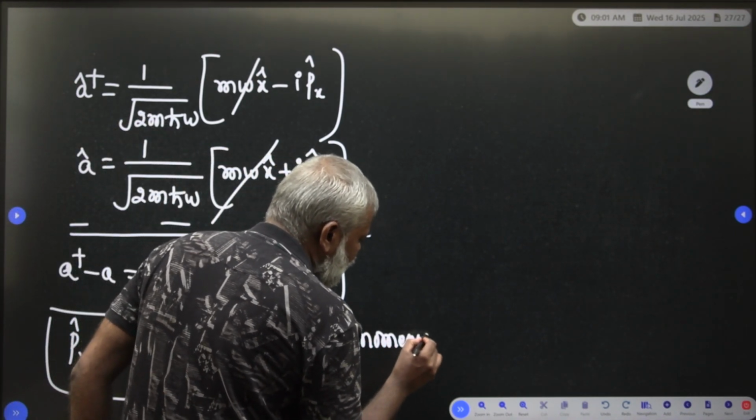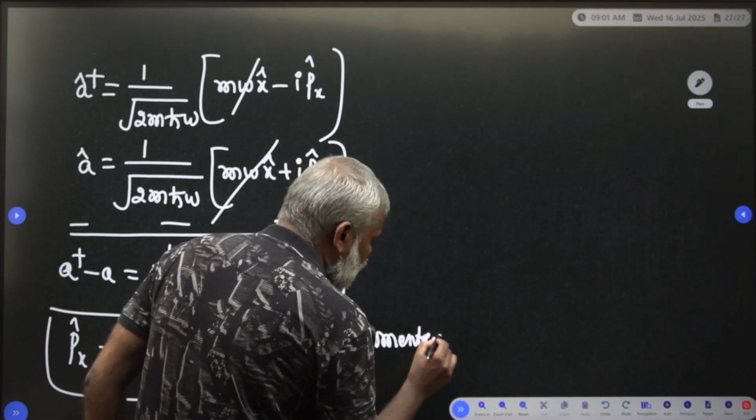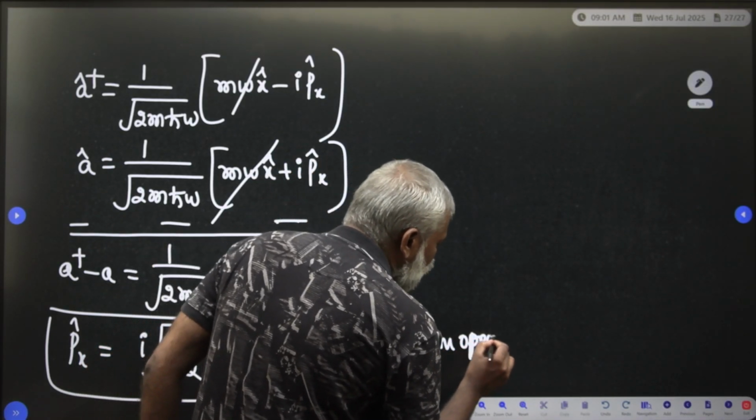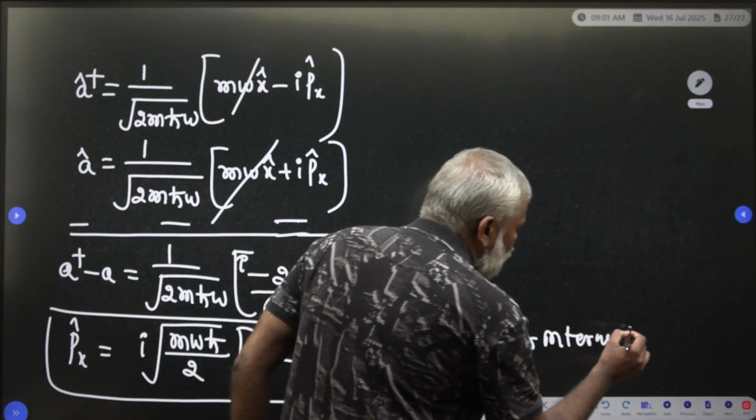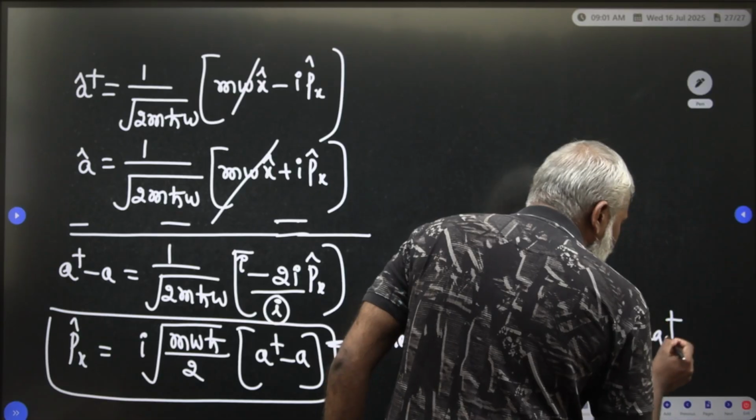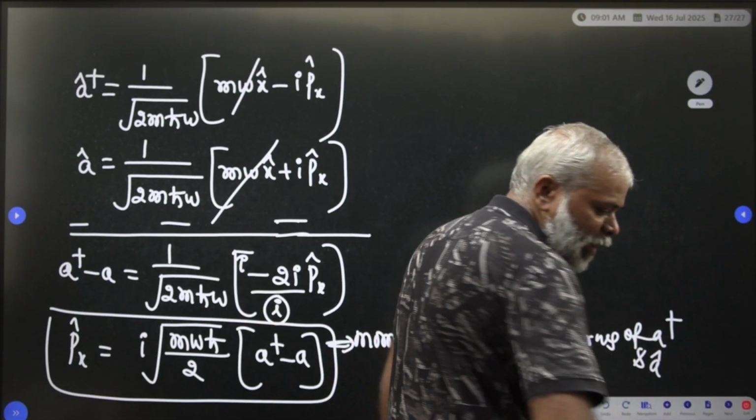Which operator is it? The momentum operator in terms of the rising and lowering operators. Clear?